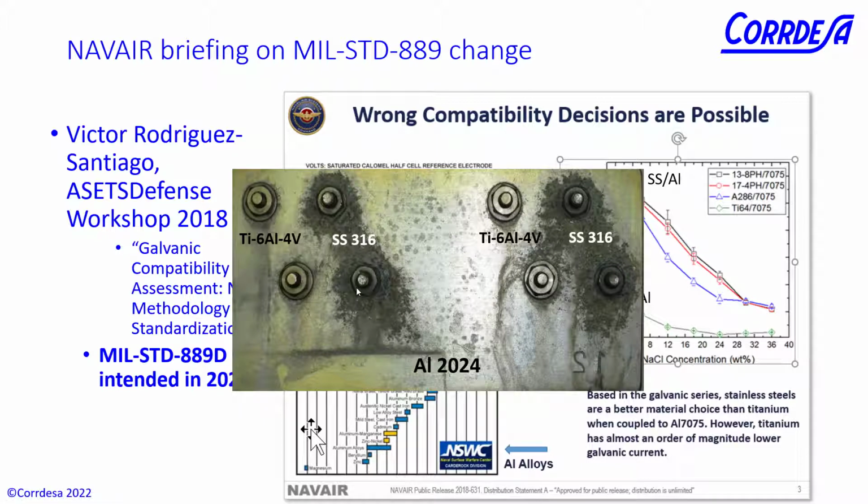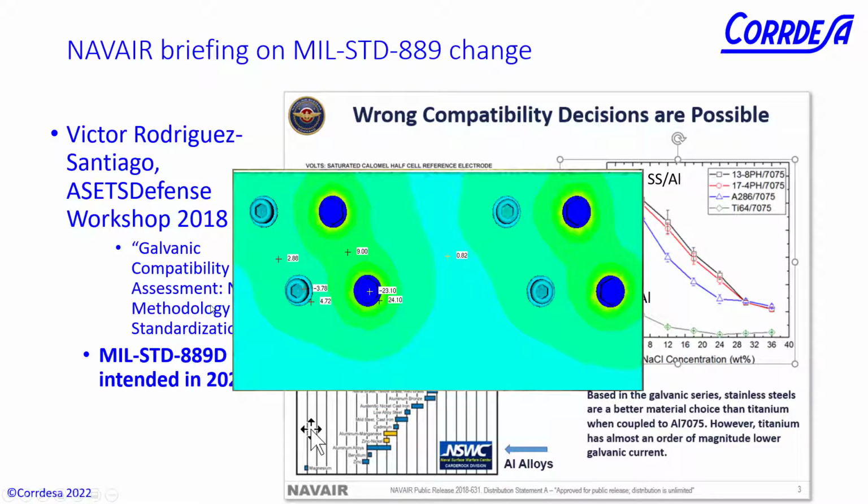And if you have the polarization curves of these materials, the aluminum, titanium, stainless steel, you can actually predict this up front. So I'll show you how we do that. So you can see the higher corrosion around the stainless steel fasteners.